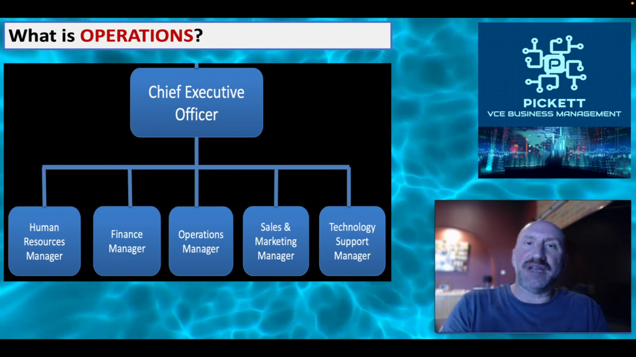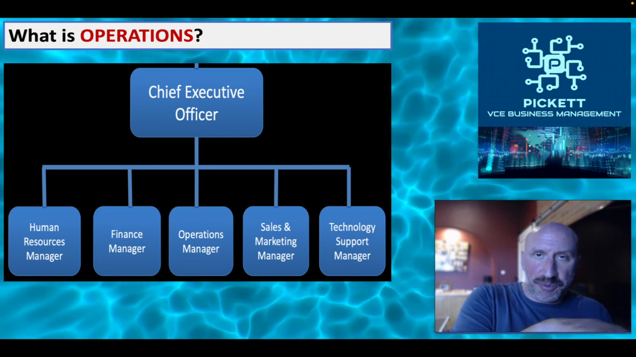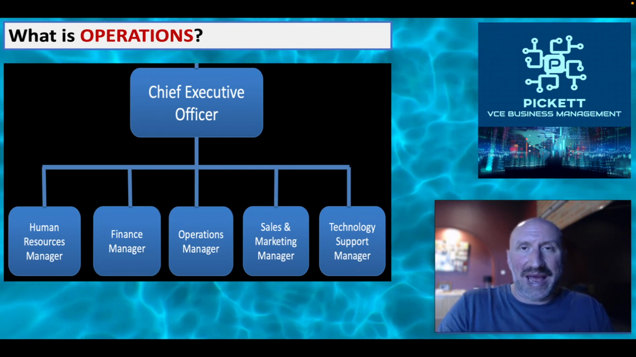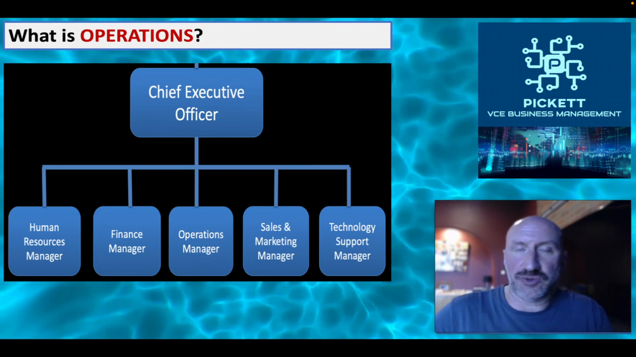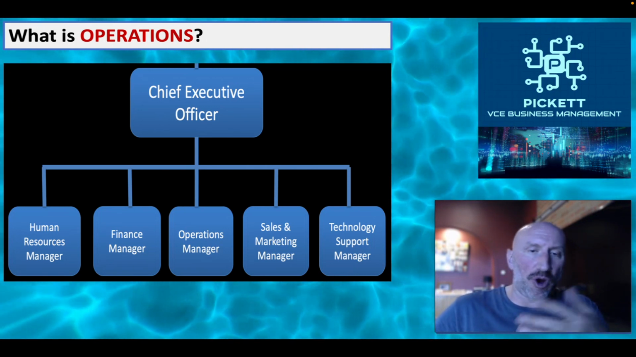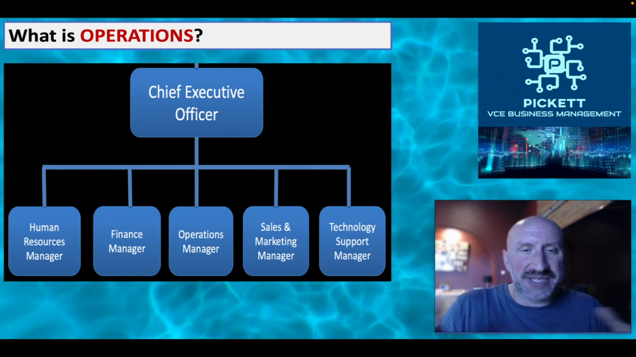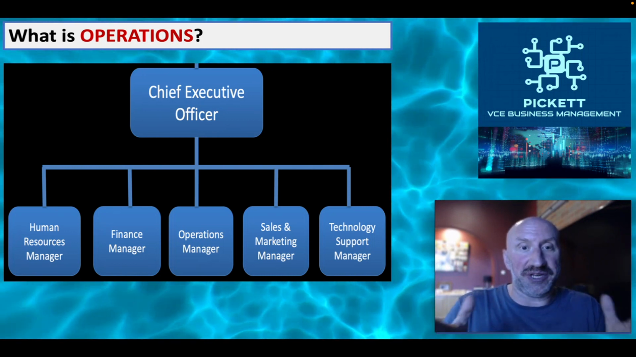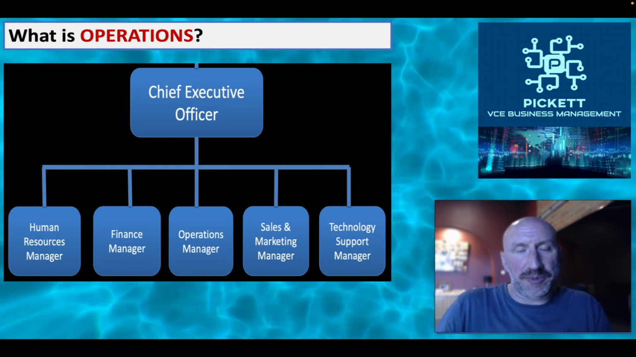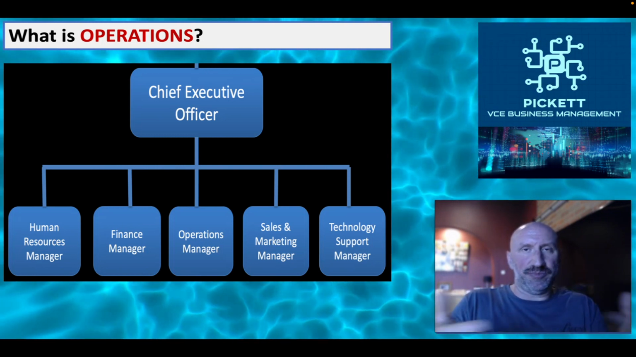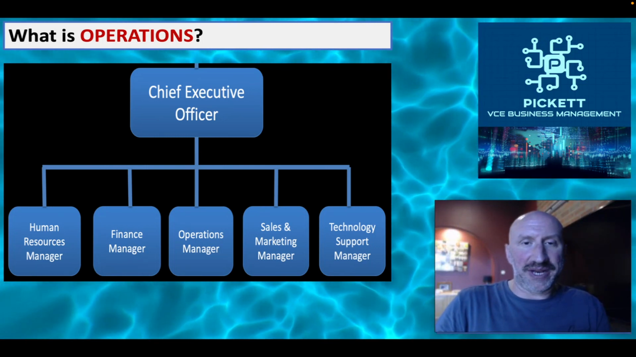So at the top of our business, we have our CEO, and then reporting into the CEO, we have all the managers of the main departments of our business. We've got our human resources manager, our finance manager, our operations manager, sales and marketing, tech support. There might be others. This is just one very simplified example. There might be other divisions or departments in a business, but we're keeping this simple for the time being. So CEO and then all of our different managers.